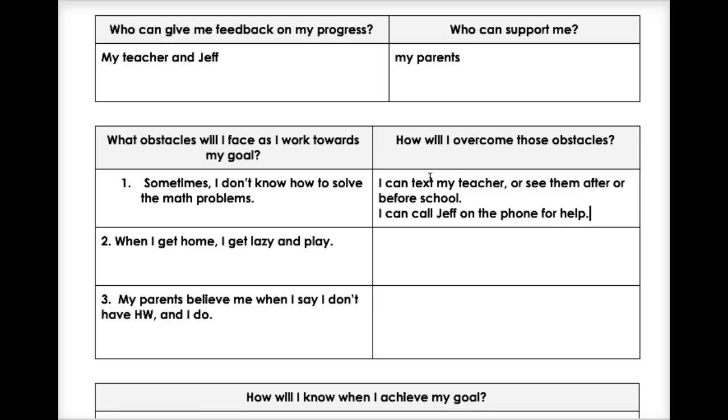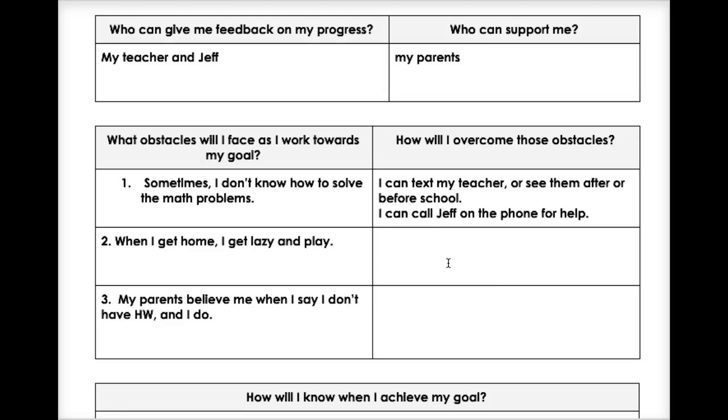All of these, you need to have at least 2 plans, right? Because if you text your teacher and they can't meet after school, you can't just give up then, right? You need to do something else. So, okay, the teacher's not available, I'm going to call Jeff, right? Make sure you check in with Jeff and they know that, but you have to have at least 2 things. Ideally, you have 3 things to overcome an obstacle because there's always going to be a time when one of those doesn't work. So, next one, how am I going to overcome getting lazy?